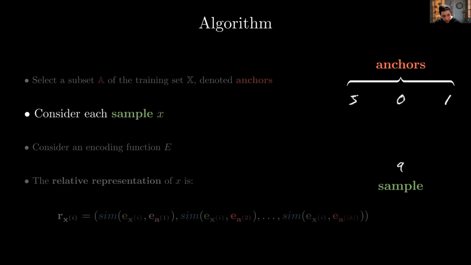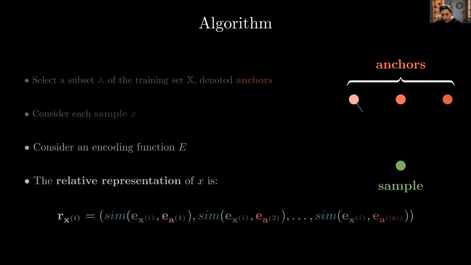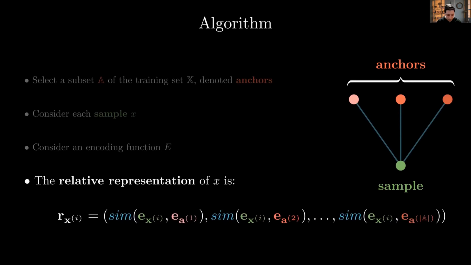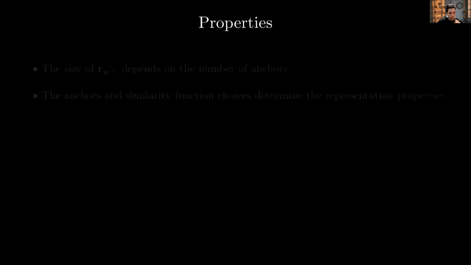Then we consider an encoding function E, and we embed the samples on the right so that we get latent codes. And we define the relative representation of x to be the relative latent distance, computed according to some similarity function. In this work, we use the cosine similarity as the similarity function. And this is very simple to compute. It's just 3 lines of PyTorch, and it is differentiable. So that will be very useful in the future.